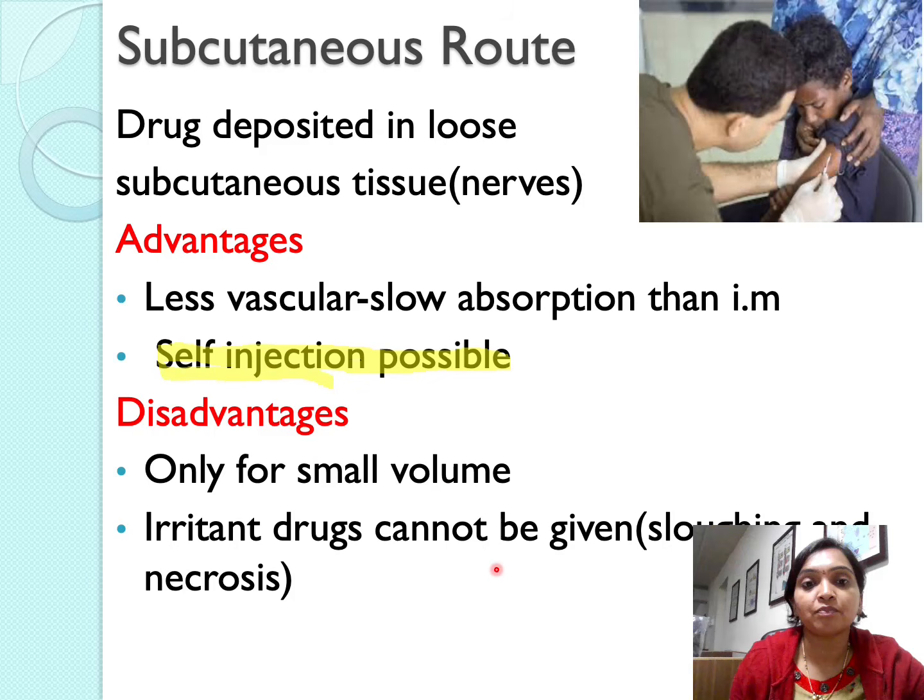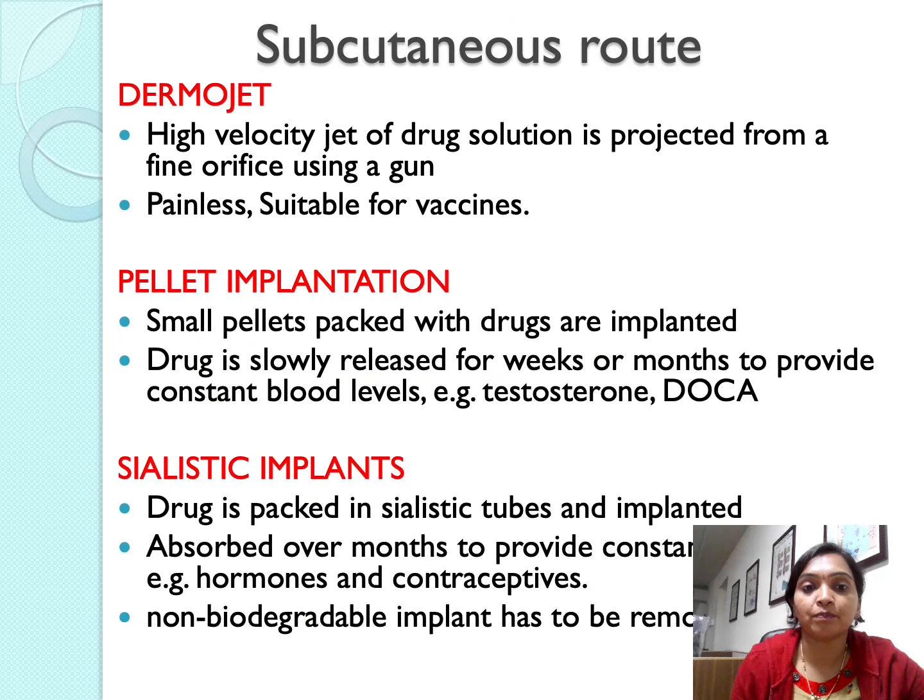Irritant drugs cannot be given through this route, because it can cause sloughing and necrosis of the area where you have injected. There are a few newer advances in the subcutaneous route, that is Dermojet. Dermojet is a newer type of subcutaneous route of administration, where the drugs are delivered at a high velocity through the dermal layer of the skin using a gun. The advantage of this is that it is painless, and it is suitable to give vaccines.